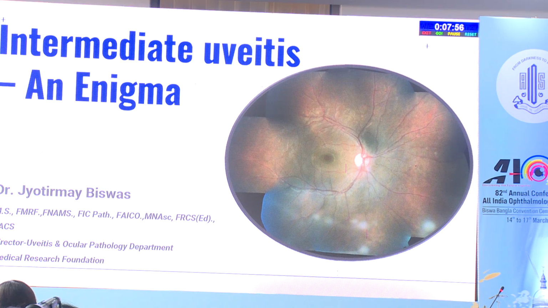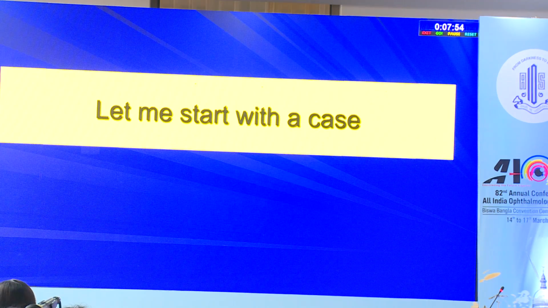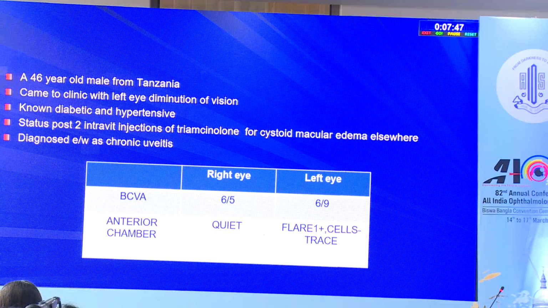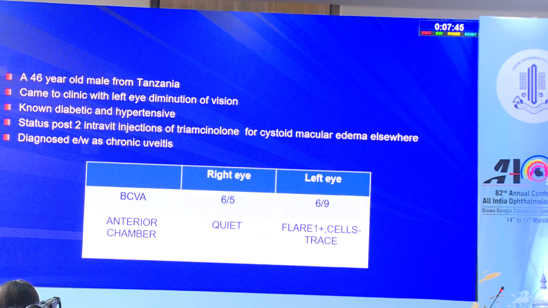Okay. Intermediate uveitis and enigma. Let me start with the case. This patient walked in, and flew from Tanzania. A 46-year-old male, came to the clinic with dimness of vision. He was a known diabetic and hypertensive.